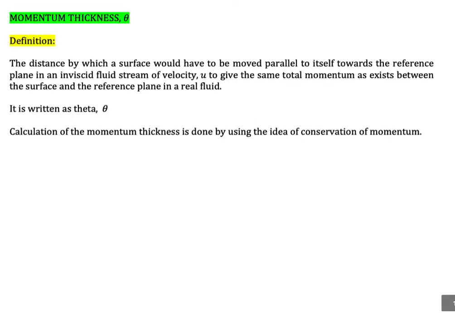And then we already discussed the momentum thickness. The symbol is theta. The definition is the distance by which a surface would have to be moved parallel to itself toward the reference plane in an inviscid fluid stream of velocity capital U to give the same total momentum as exists between the surface and the reference plane in a real fluid. The idea is, again, to make sure that our calculation is correct. We must make sure that the conservation of momentum on that phenomenon is conserved.